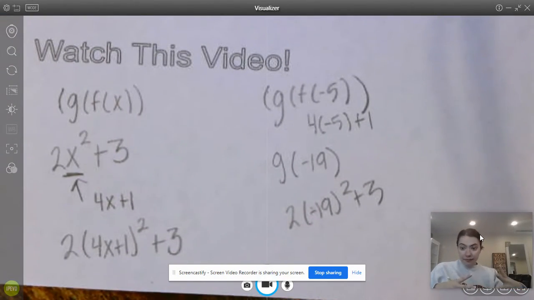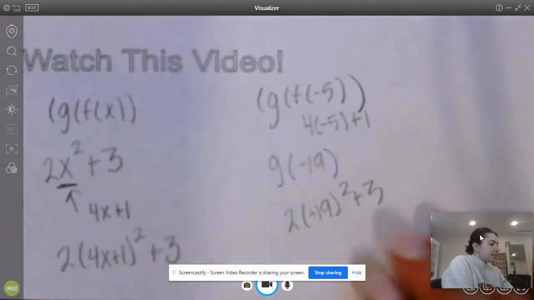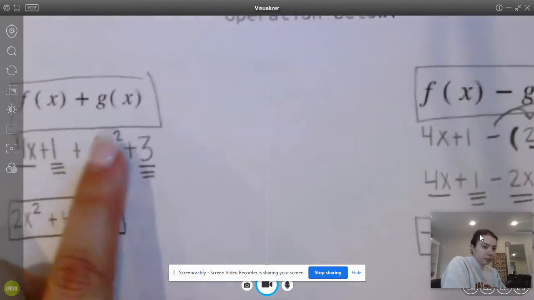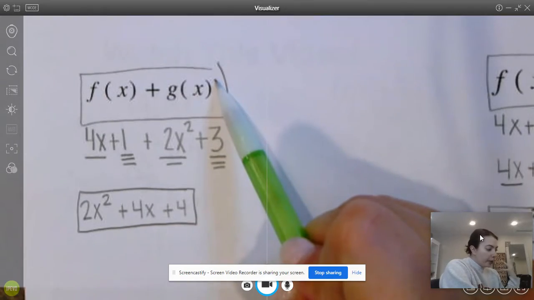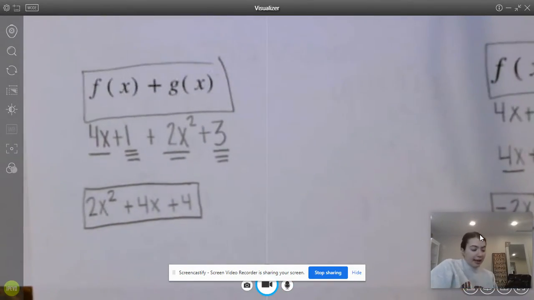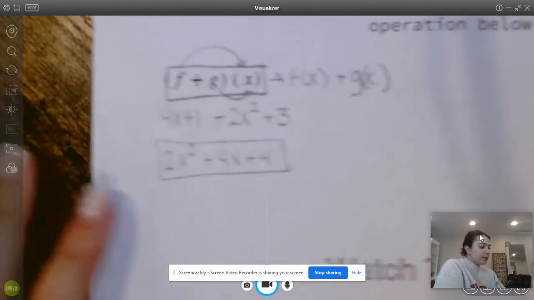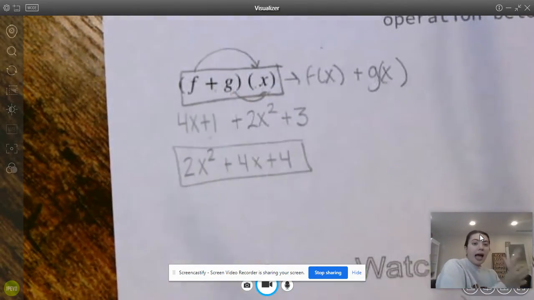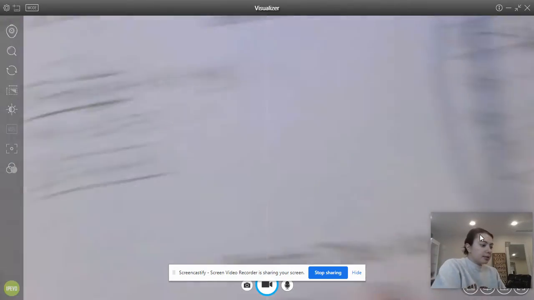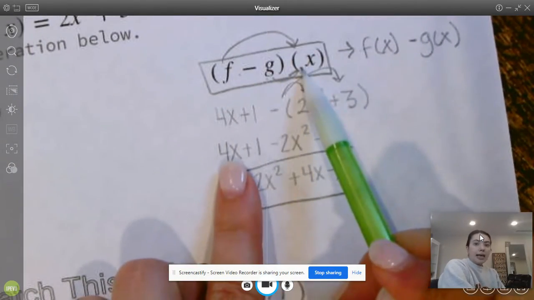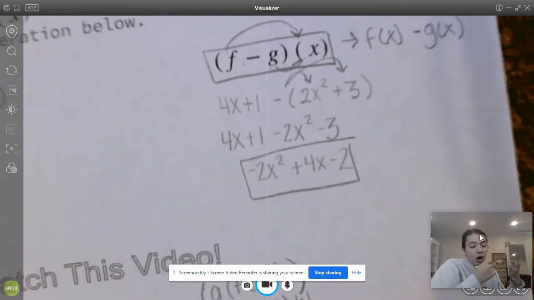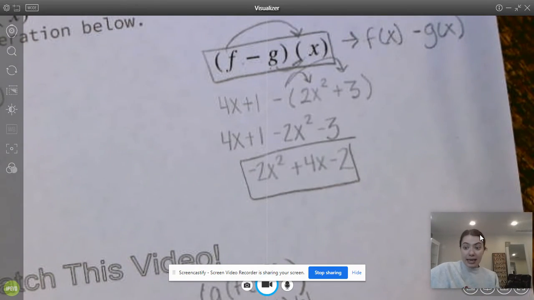This is not meant to confuse you guys. This is just meant to talk about notation. We went from this very first slide of seeing notation how we normally see it, f of x plus g of x, f of x minus g of x, to now some notation that looks a little bit different, f plus g times x, or f minus g times x. And really, long story short, they mean the exact same thing. It's just the way the notation is written.